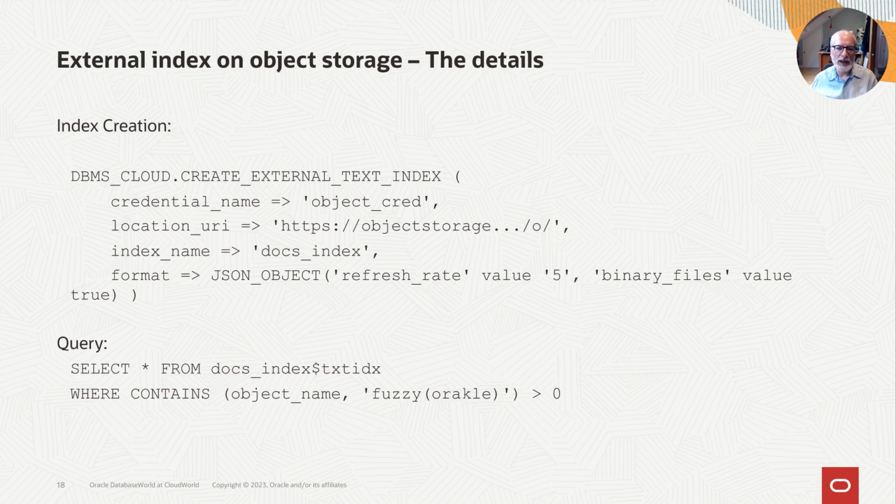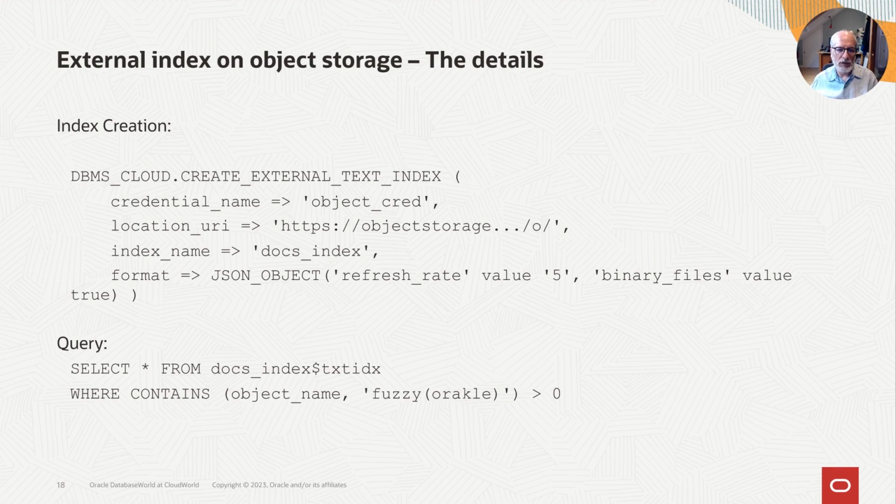We then give it an index name, which in this case is docs index. And it will then create a table called docs index $text IDX, as we see in the query afterwards. And that table will contain one row per document file within the object storage.